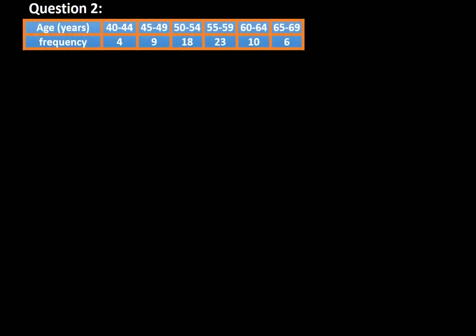So the next video, for question 2, this is the data. Age in years, and 40 to 44, 45 to 49. So you have to find the variance and standard deviation. So you can pause this video and then come back to see whether you are right or wrong. Solve it by yourself and then come back to see whether you're right or wrong. So the answer in a moment.